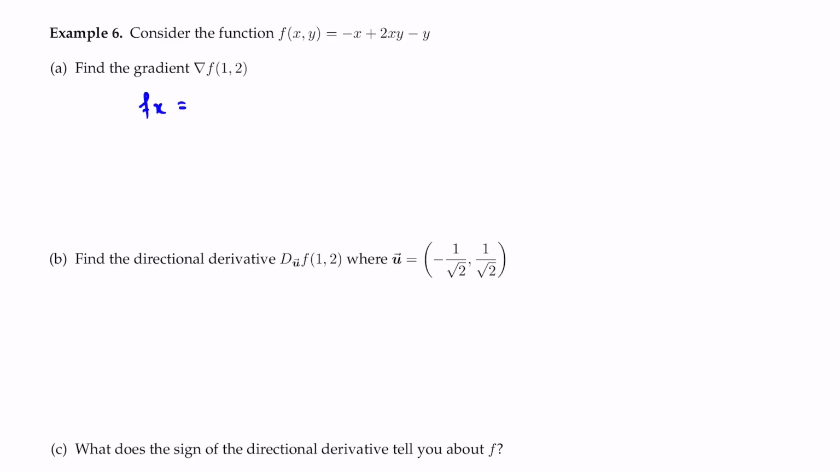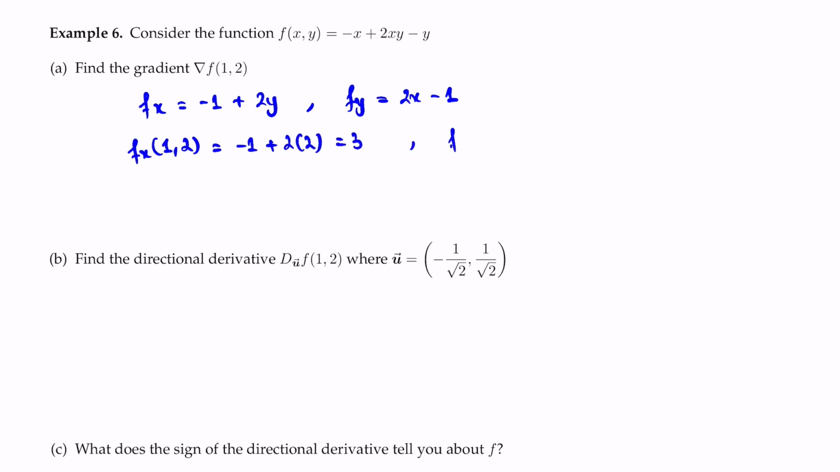So f sub x is equal to negative 1 plus 2y, and f sub y is equal to 2x minus 1. We're going to evaluate these partial derivatives at the point 1 comma 2. You get f sub x equals negative 1 plus 2 times 2, which is equal to 3, and f sub y of 1 comma 2 is equal to 2 times 1 minus 1, which is equal to 1. So the gradient vector at 1 comma 2 is equal to 3 comma 1.